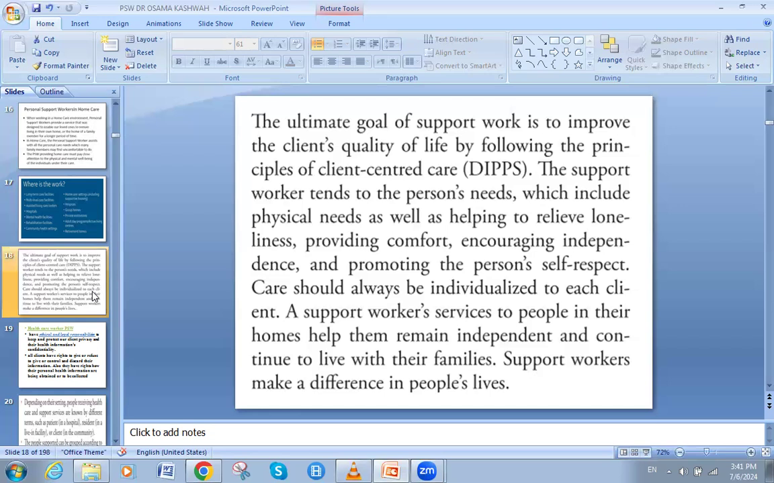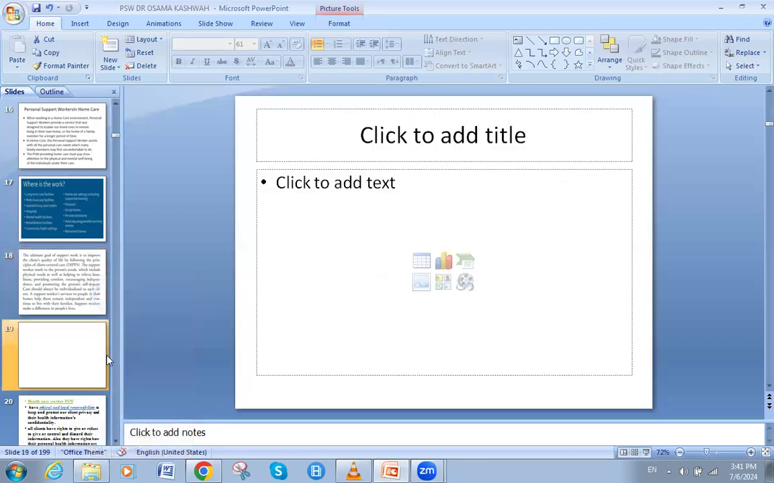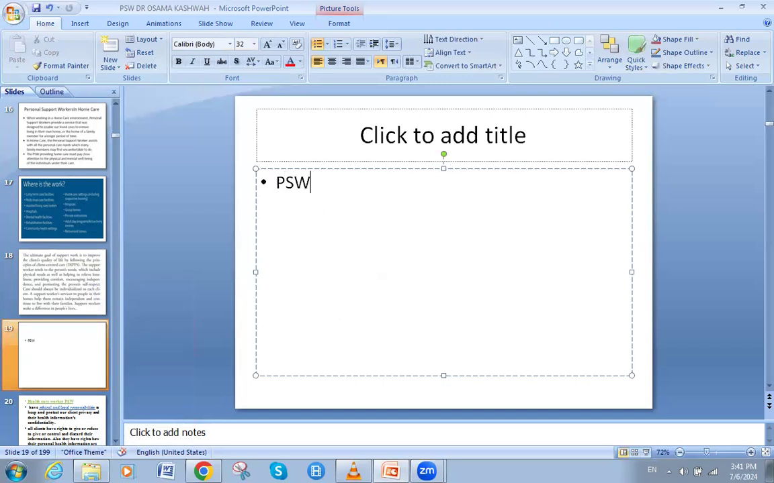So here now, still, I would say, what are the duties? We will put a question here. I will just put a question: in personal support work, is quality of life the goal of work?